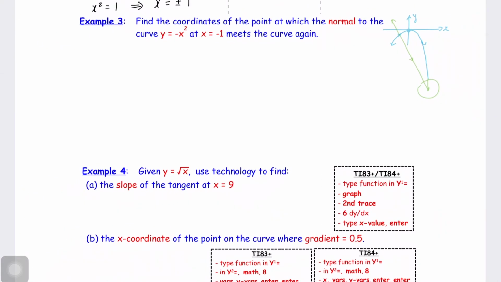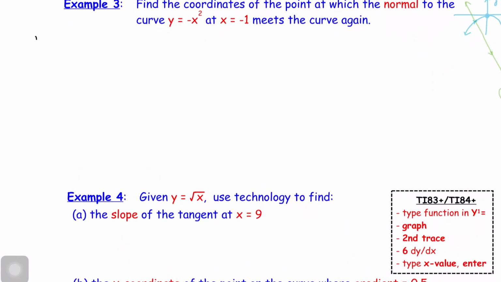We should proceed to find the equation of the normal first. Okay, but in order to find the equation of the normal, I have to start with the slope of the normal, thus the slope of the tangent. So first let's find dy by dx, the slope of the tangent: negative 2x at the point x equals negative 1. So I have negative 2 times negative 1, which is 2, which implies that the slope of the normal is negative 1 over 2.